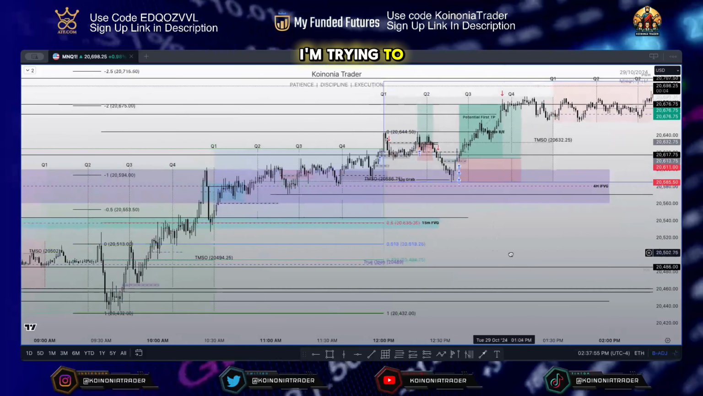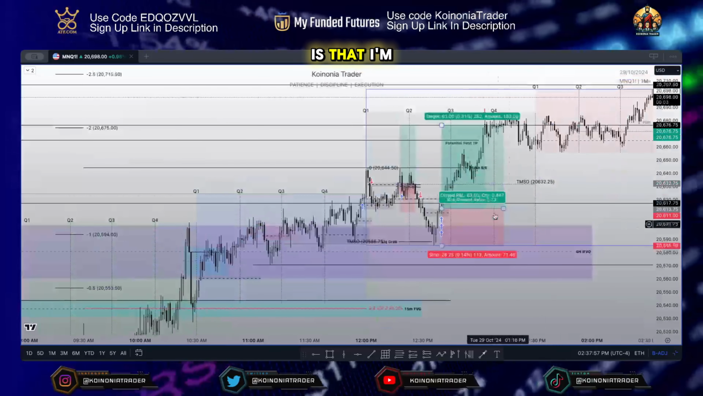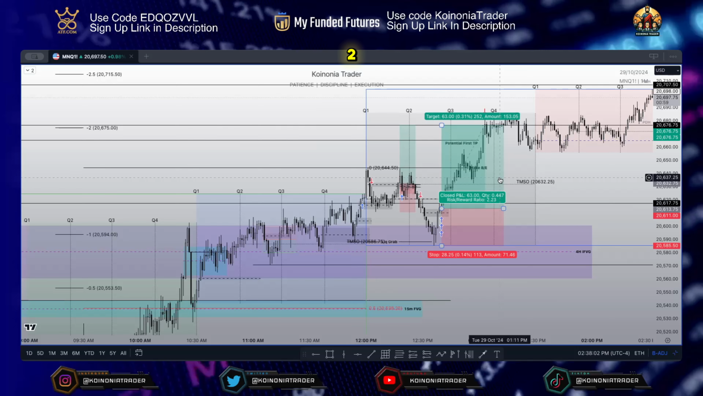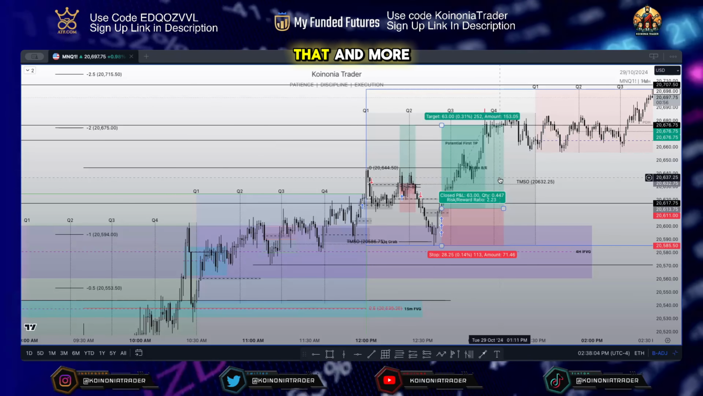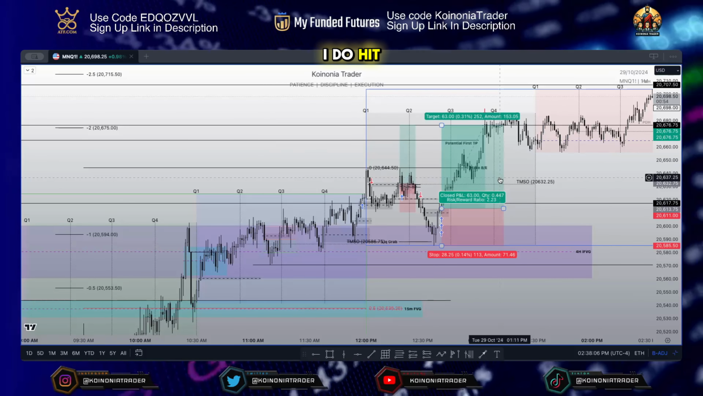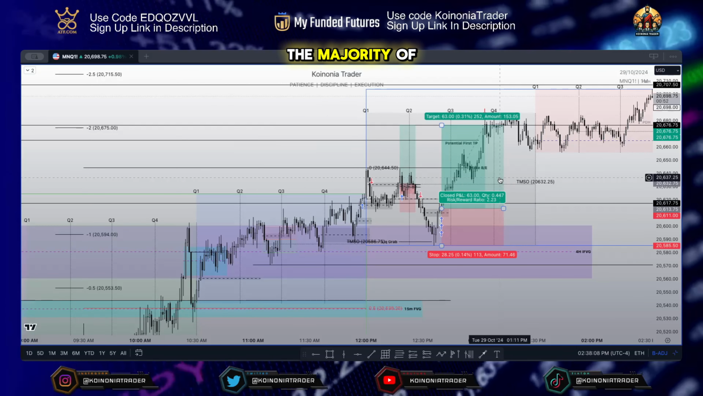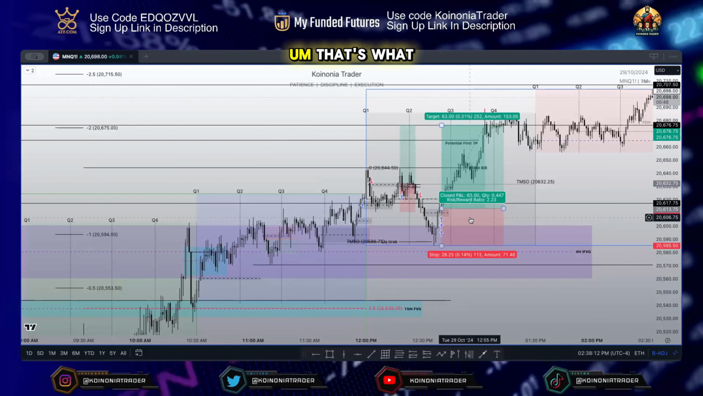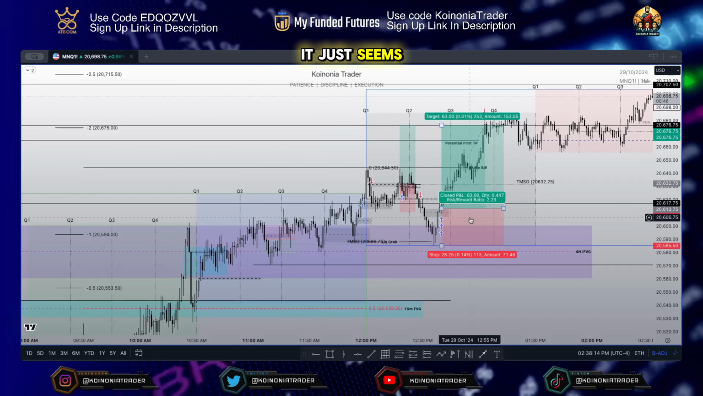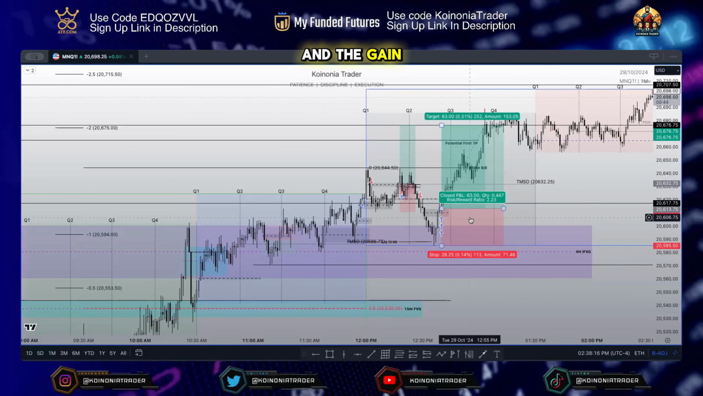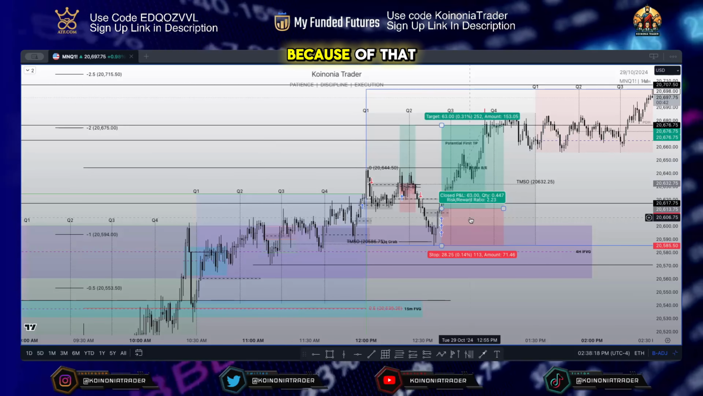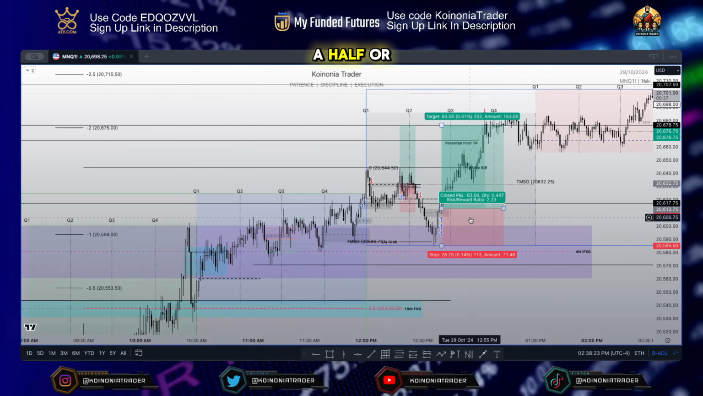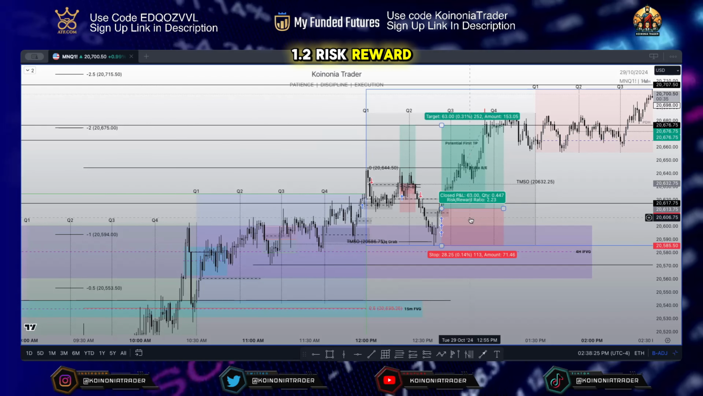One thing that I'm trying to do now with my trading is that I'm trying to hold at least to a 1 to 2. I want to hold full to a 1 to 2. I did some back testing on that, and more often than not, I do hit 1 to 2s, and I'm going to try to just take the majority of my profit off there. Whether that aligns with the level or not, that's what I'm going to end up doing. It just seems to work out better, and the gain is more exponential in my account because of that, instead of taking partials and having the trade equate to like a 1.5 or 1.2 risk to reward.